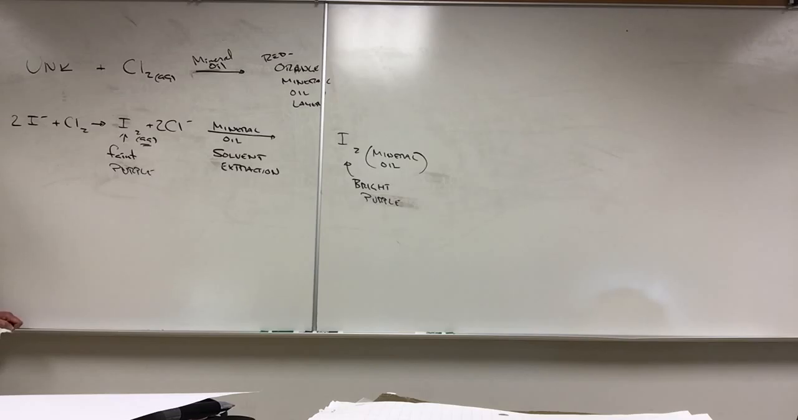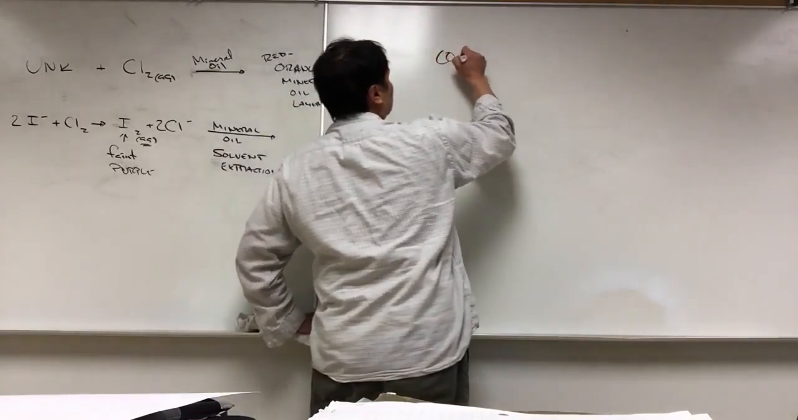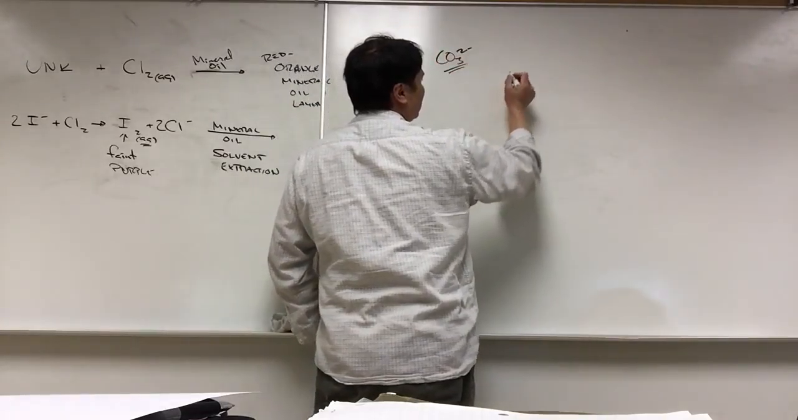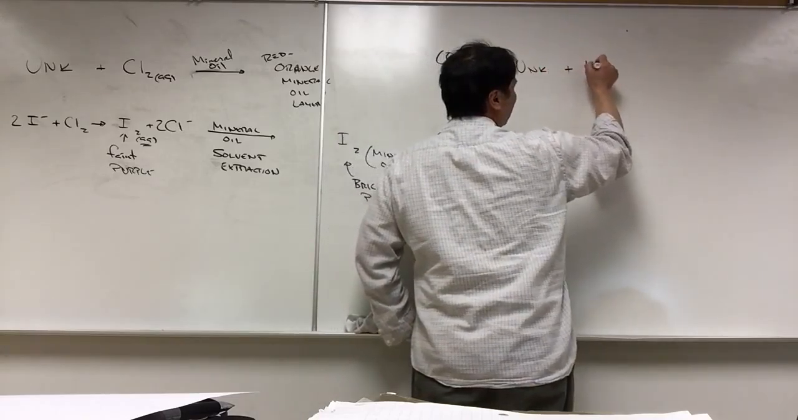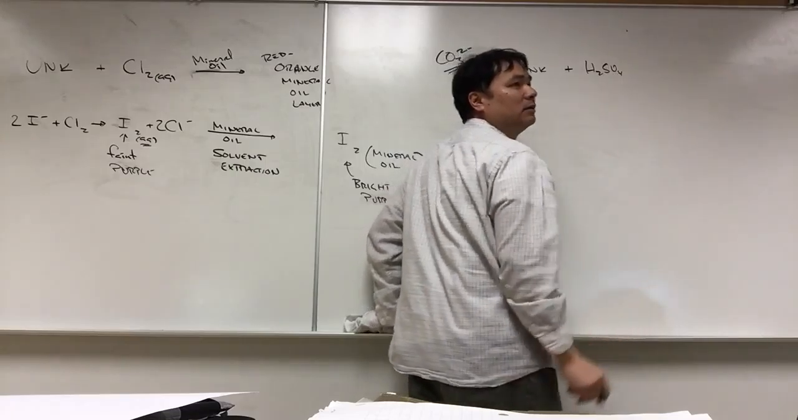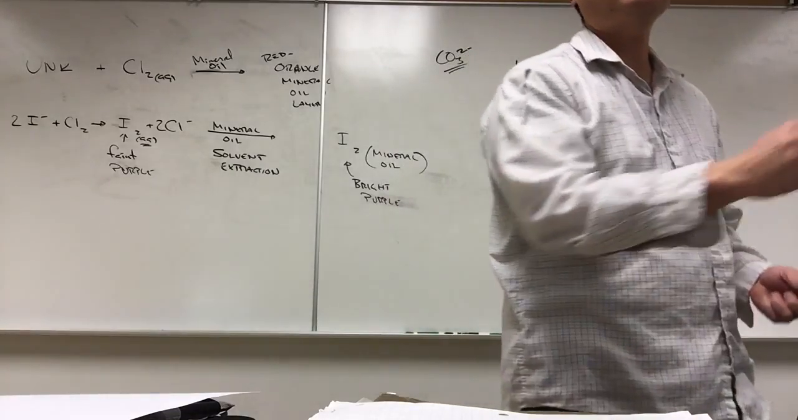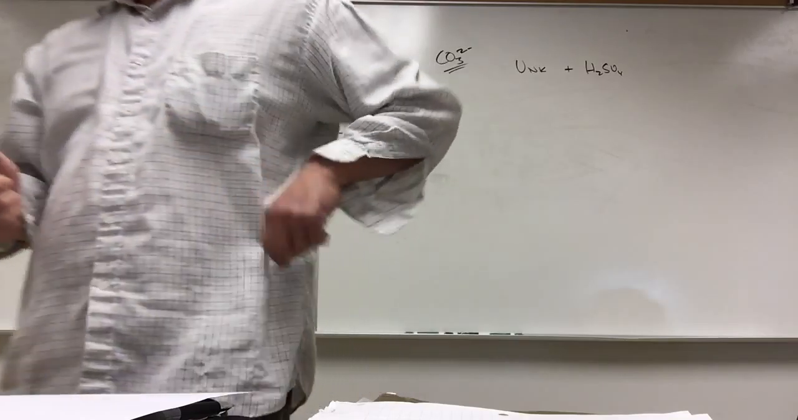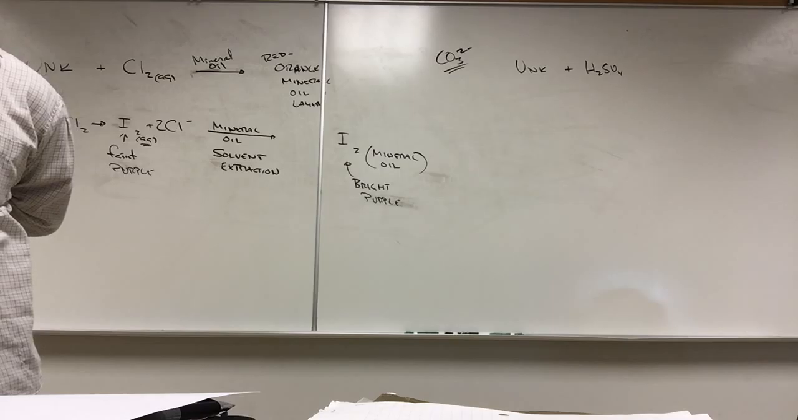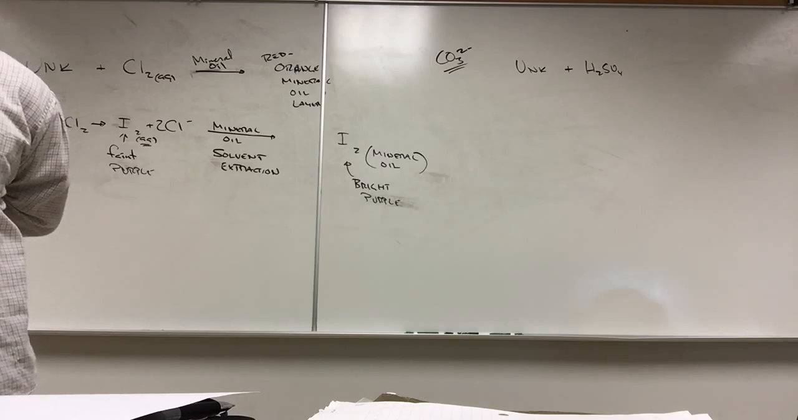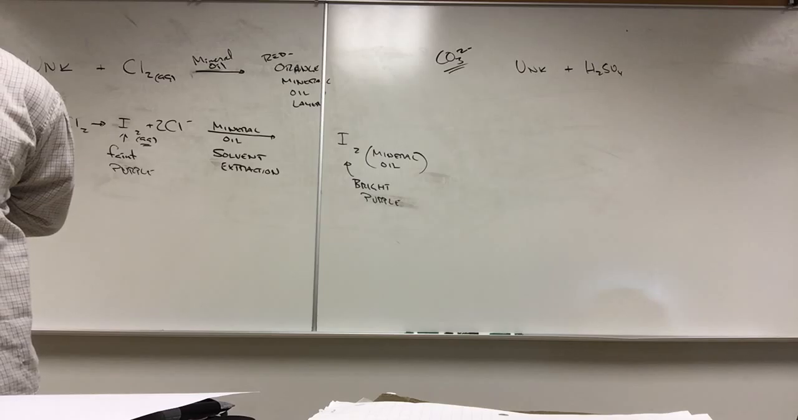Okay, what's next? Carbonate. We'll do it over here. Carbonate, if our unknown contains carbonate, and we're adding sulfuric acid. Are we adding sulfuric acid? Yeah, a lot of people prefer to add hydrochloric acid at this point. Do you know why? Chloride reacts with fewer things than sulfate.